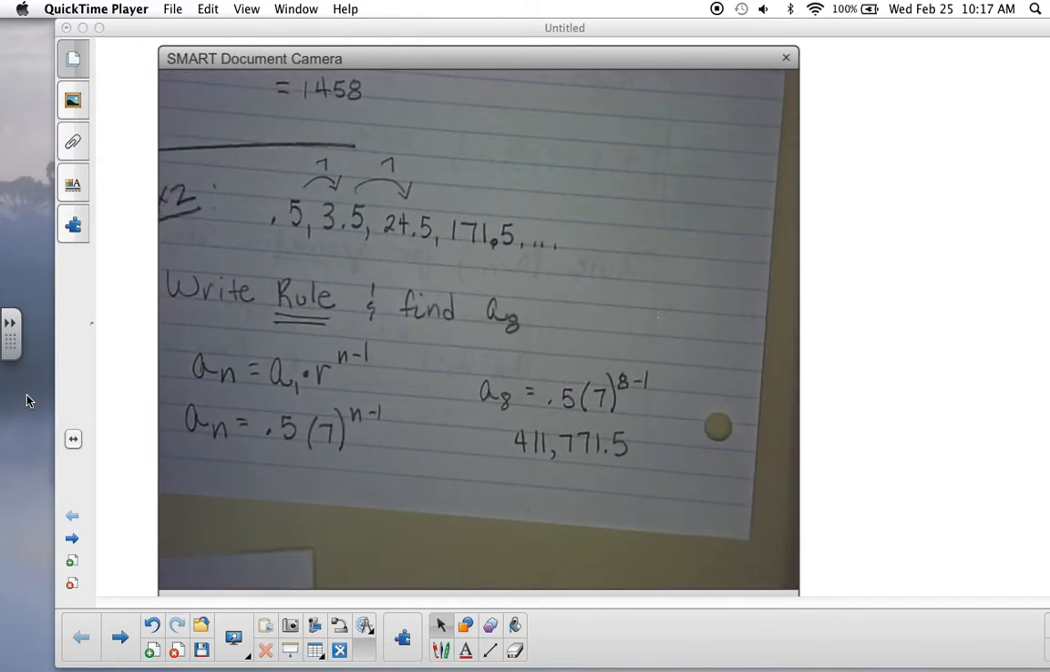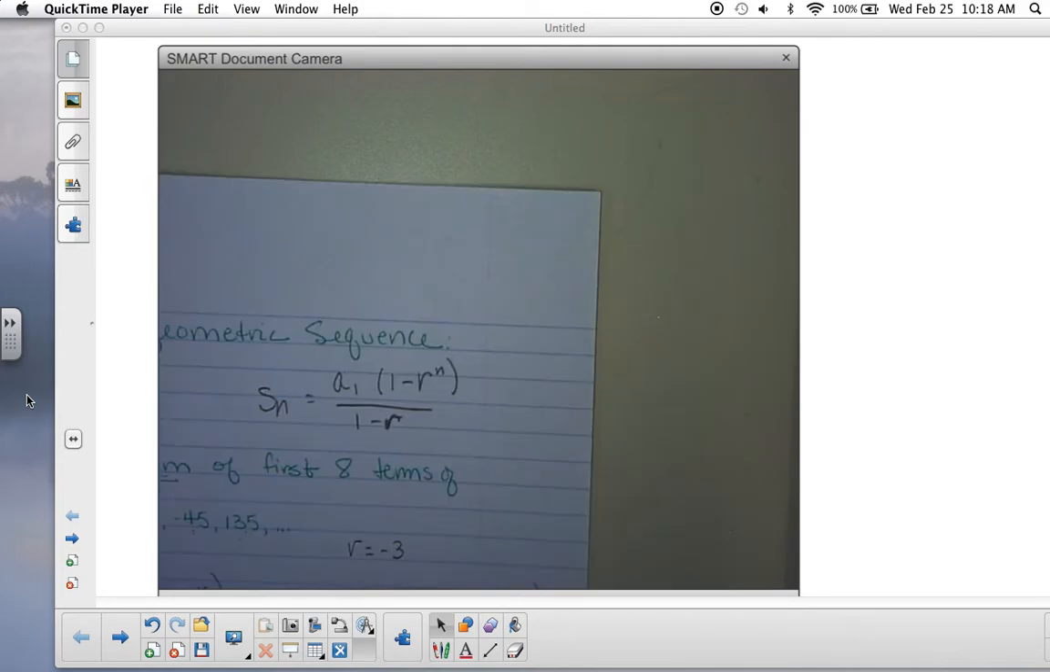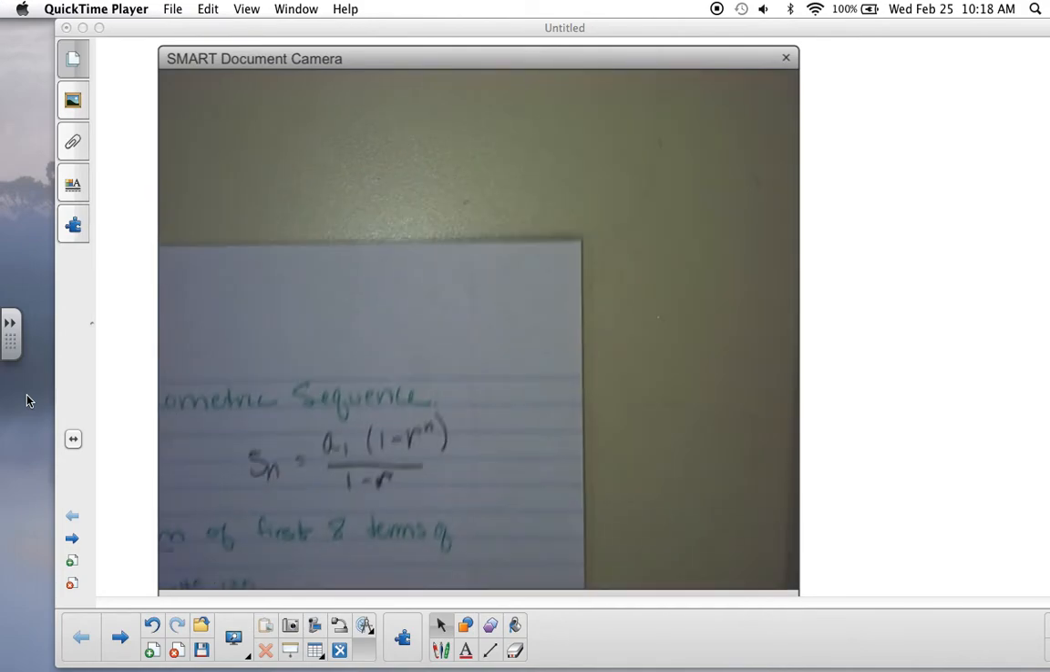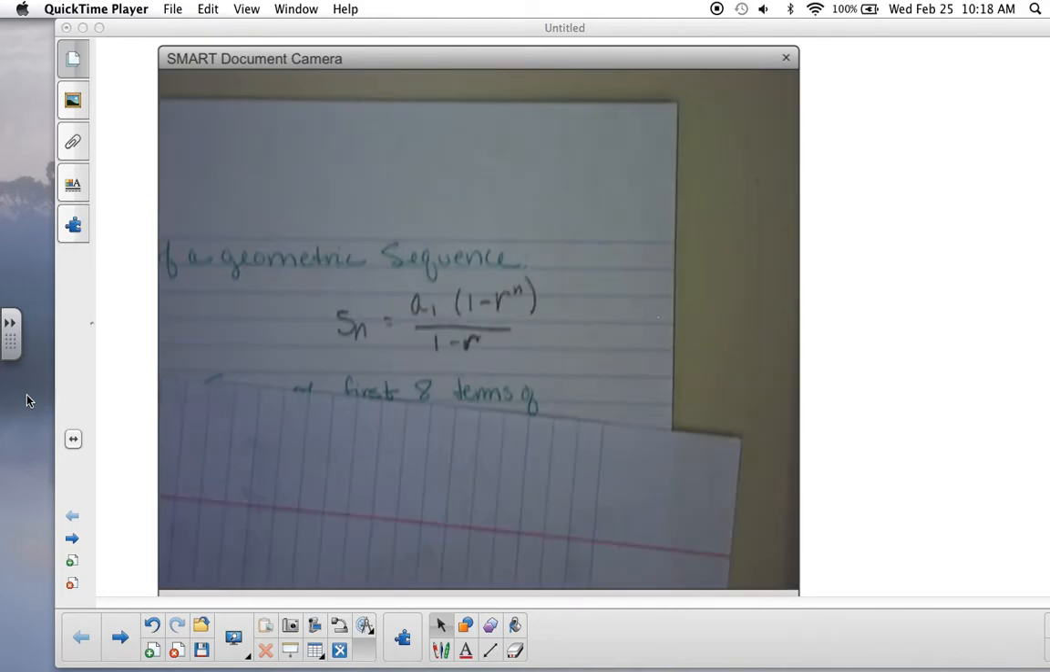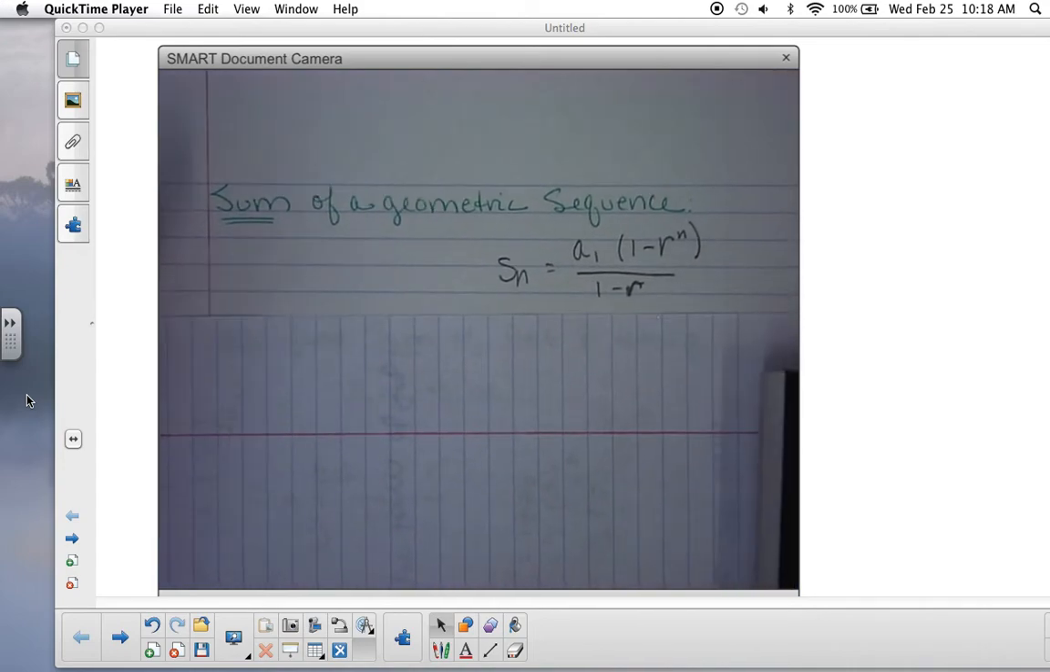Okay, there's one other formula. This one is on your reference sheet, and that is for the sum of a geometric sequence, just like the other day. Here's your sum formula. Find the sum of a geometric sequence. That's a1 times 1 minus r to the n over 1 minus r.